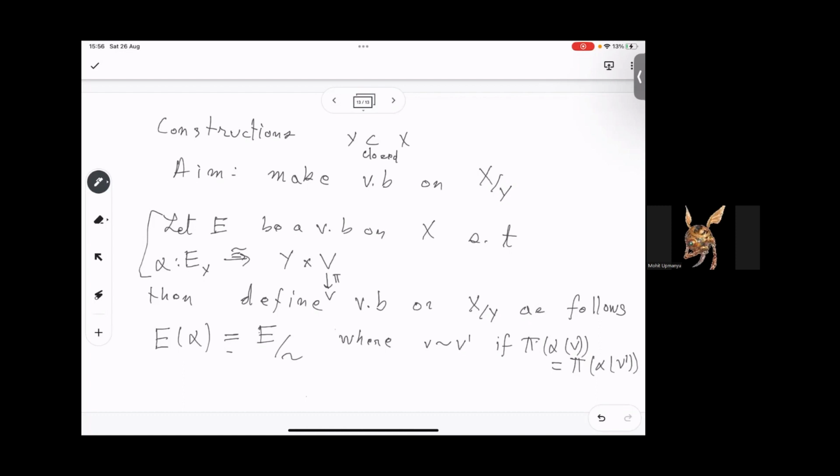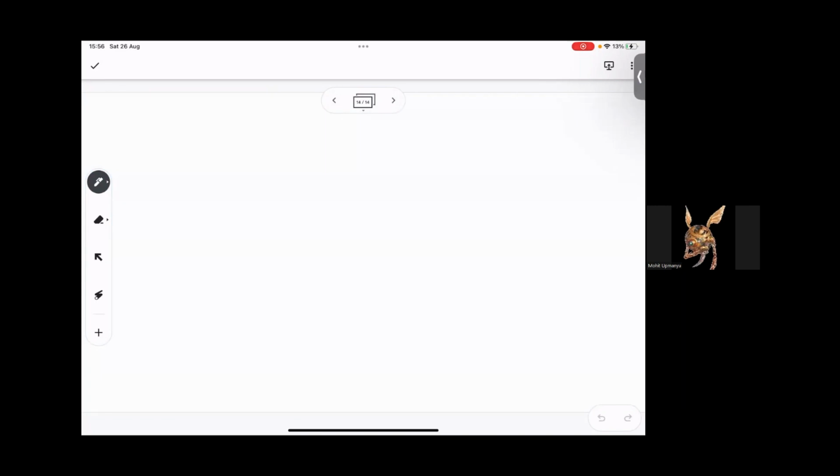And the reason why we took the bundle to be trivial on Y is that the moment something collapses to a point, it has to be trivial. That's the reason why we did this. Anyways, the next part is to show that the thing we have just constructed is actually a vector bundle. E alpha is locally trivial on X minus Y, which is rather easy to see.